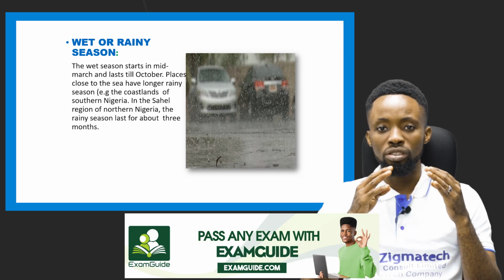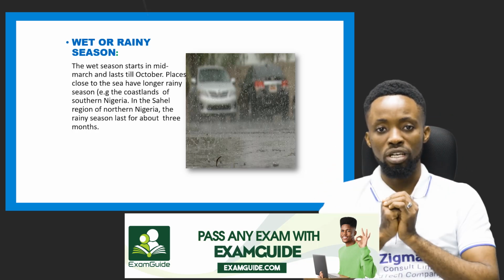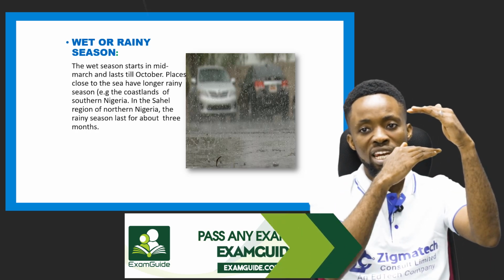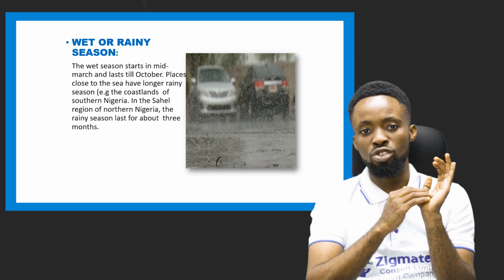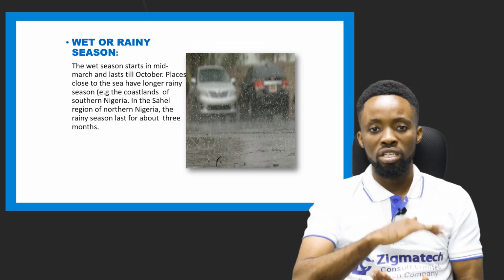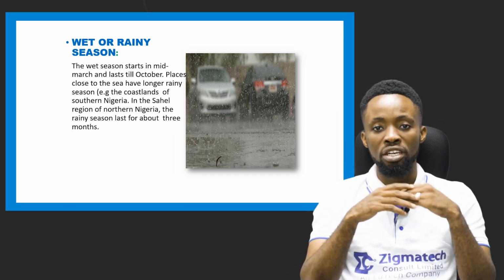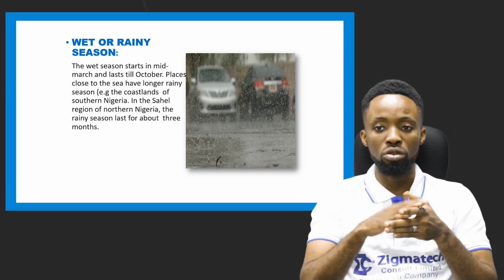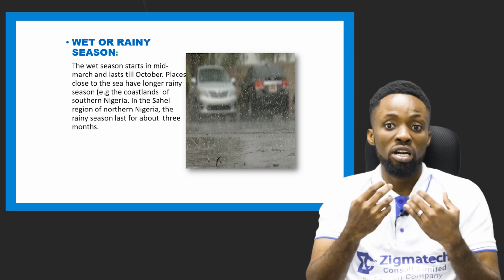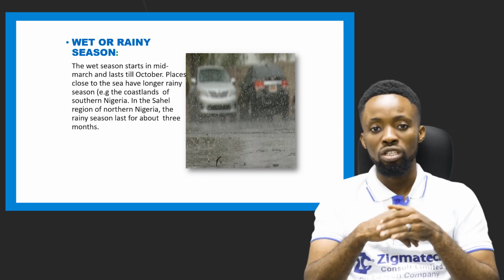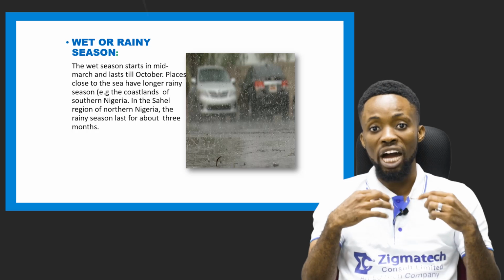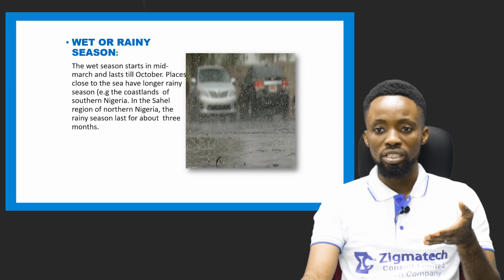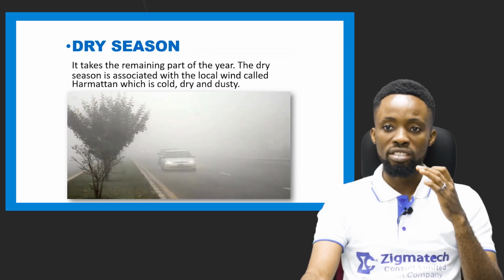And if you go to the northern part of Nigeria, rainfall is usually less. Their wet season is usually shorter compared to the southern part of Nigeria. In the northern part of Nigeria, the wet season can span 3 months, 4 months, 2 months, or even just a single month of high rainfall, usually in July. So that's for the wet season.